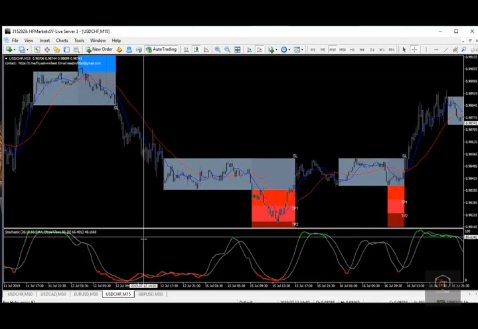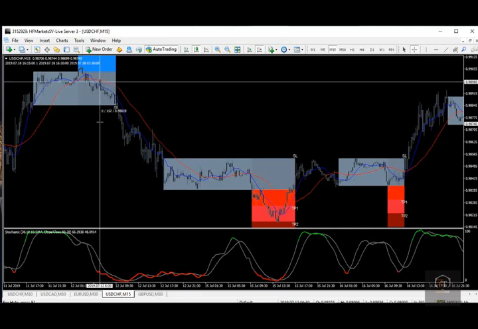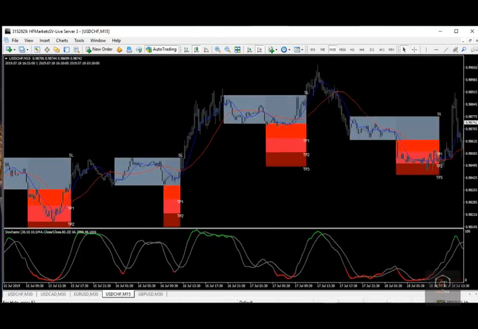Crossover, sell, you sell, you hold. 15 minutes time frame. From here to here is more like 60 pips or so. So that is more on using moving averages to trade.